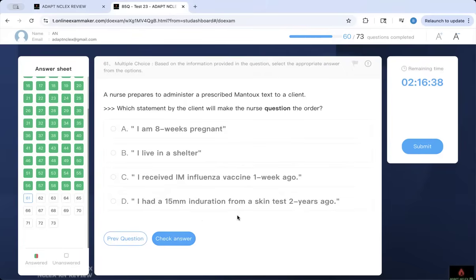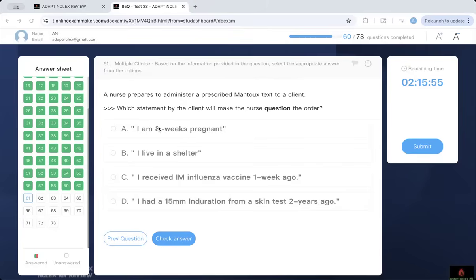The next: prepare to administer a prescribed Mantoux test to a client. Which statement by the client will make the nurse question the order? I am pregnant, 6 weeks. I live in the shelter. I received an IM influenza vaccine 1 week ago. I had a 15mm induration from a skin test 2 years ago. Which one do you think is a bad idea for me to place the Mantoux test? You pick it.